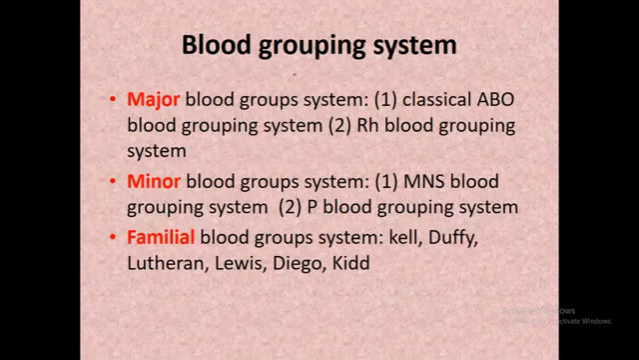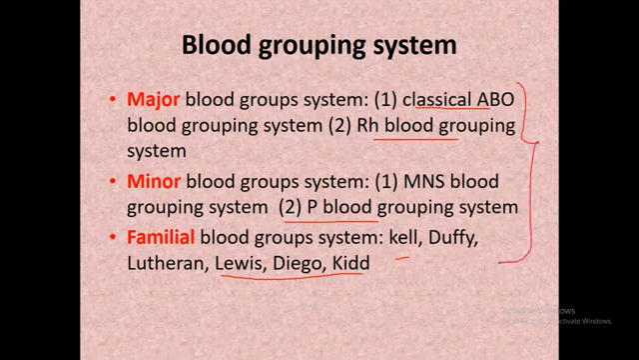Blood grouping system: major, minor and familial blood grouping systems. Major blood group systems include the classical ABO blood group system and the Rh blood group system, whereas minor blood group systems include the MNS blood grouping system and the P blood grouping system. There are a few blood groups which run within families. These are the Kell, Duffy, Lutheran, Lewis, Diego and Kidd. So these all are blood grouping systems. But widely and majorly we use the classical ABO blood grouping system and the Rh blood grouping system.